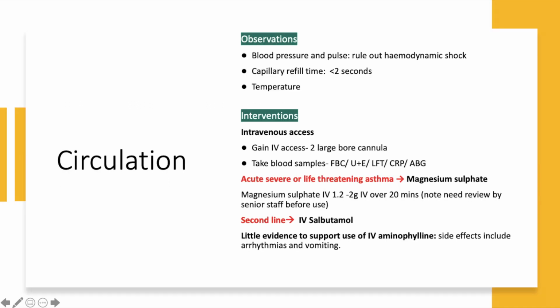Now we've reached circulation. We're going to start with our assessment as usual. So first we're going to check the patient's observations, their blood pressure and pulse to rule out any hemodynamic shock, their cap refill and also their temperature.